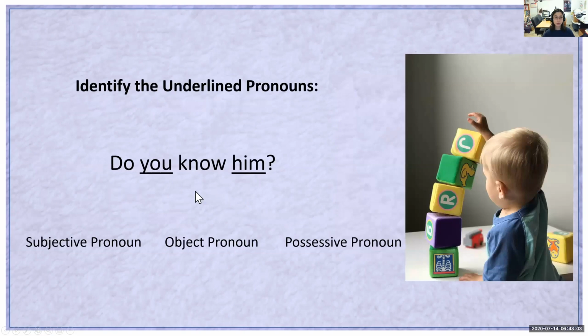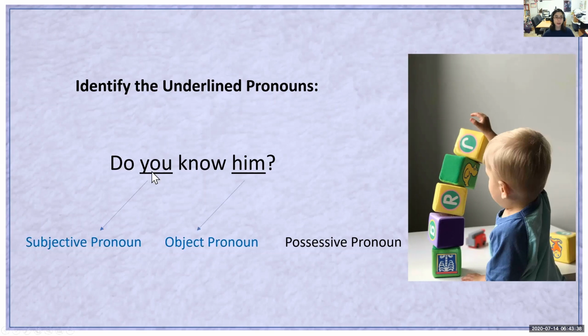What about this one? Do you know him? Is you a subjective pronoun, subject of a sentence, an objective pronoun receiving the action, or a possessive pronoun demonstrating ownership? For do you know him? If you said that you is a subjective pronoun, the subject of a sentence, then you are correct. What about him? Is him going to be subjective, objective, or possessive? If you said that him is an objective pronoun, you are correct. So again, you is a subjective pronoun and him is an objective or object pronoun.